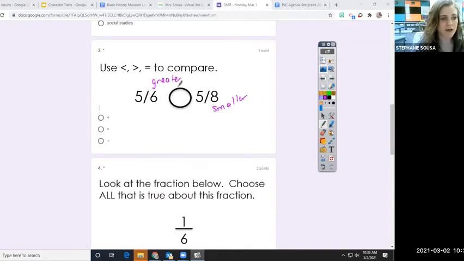So your fraction symbol should have looked, not like that, like this. 5/6 is greater than 5/8. Smaller the denominator, the larger the piece. Larger the denominator, the smaller the piece. Questions about that one?